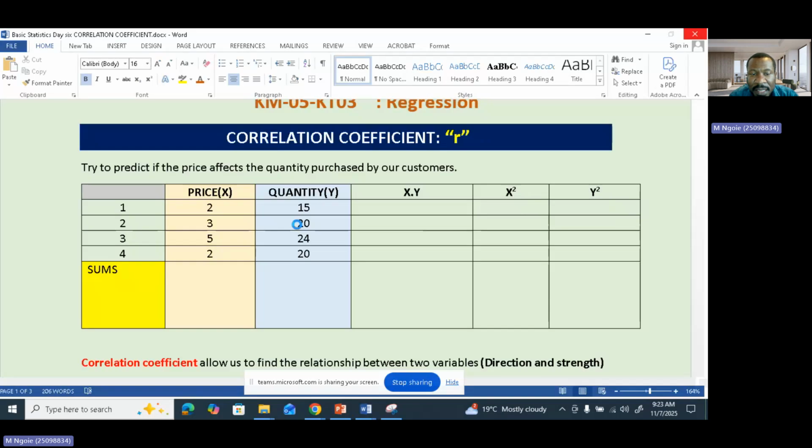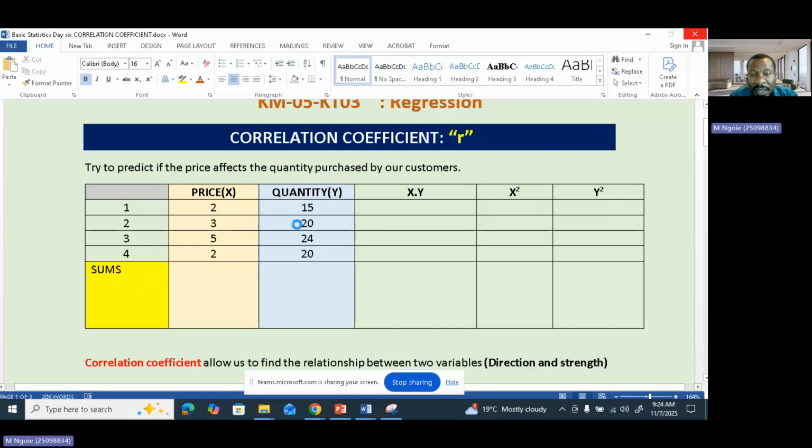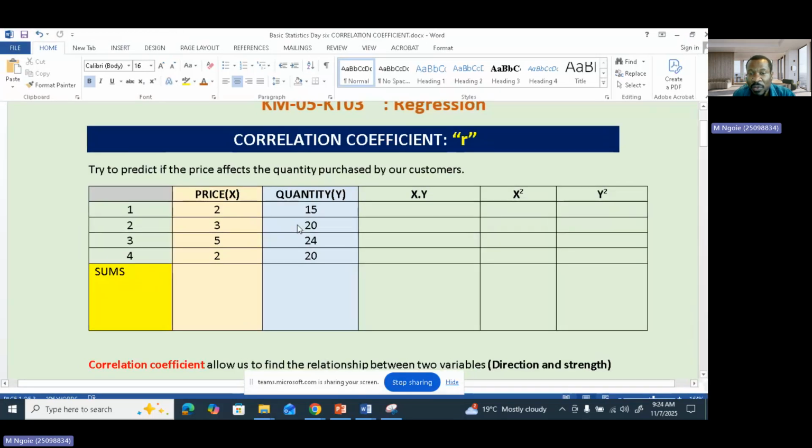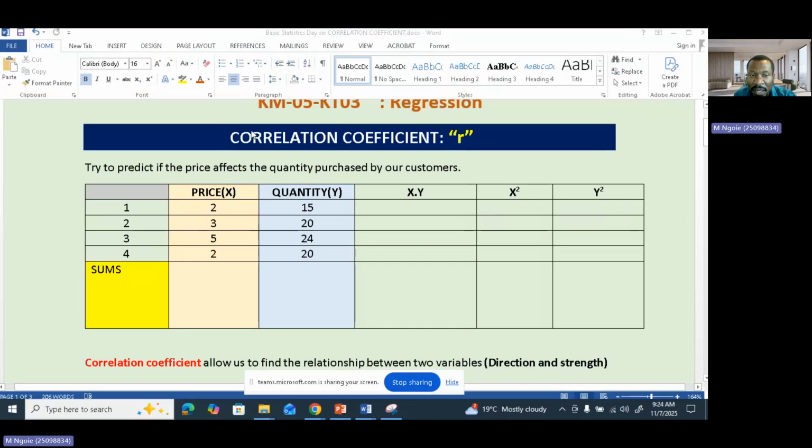So as you can see, in order for us to find the relationship between two variables, we're going to use what we call a correlation coefficient, CC. And for the correlation coefficient, we're going to use small letter r. So wherever you see small letter r, it means correlation coefficient, right? So for us to determine if there is a relationship, we are going to use the correlation coefficient, small letter r.